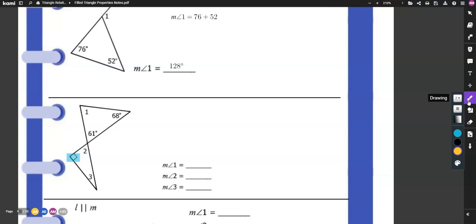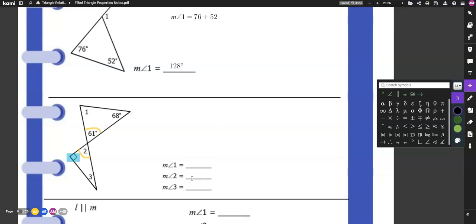But one piece of information we do have, and is something we should remember, is that this angle here, the 61-degree angle, and angle 2 are vertical angles. And remember from our previous unit, vertical angles are always congruent. So that tells me that angle 2 is 61 degrees. And with that, we have enough information to solve for both angle 1 and angle 3.